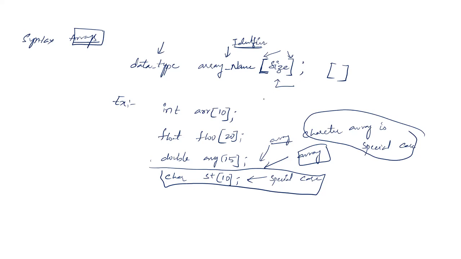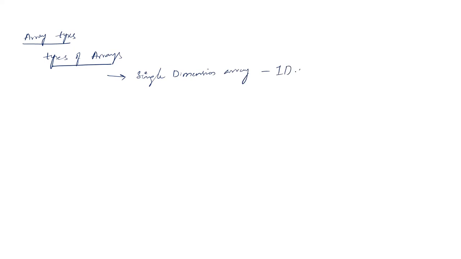Array declaration. Is it done? Yes, sir. So, array types, or else types of arrays. The types of arrays are single dimension arrays, or else one dimensional arrays, two dimensional arrays, or 2D arrays, and multi-dimensional arrays.